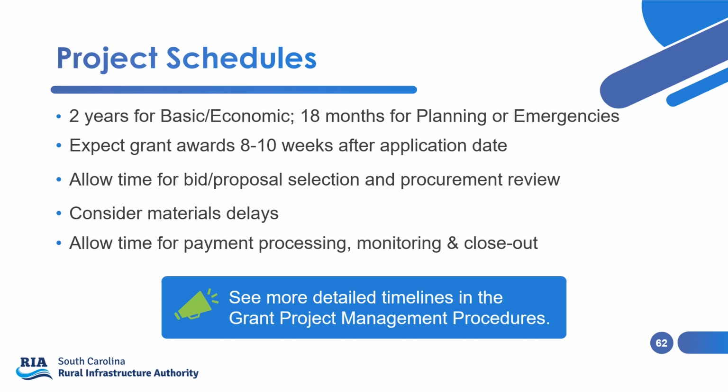When estimating the start of work date, remember to include 30 days for advertisement, followed by enough time for RIA to review all your procurement documentation after you get it together and send it to us. So the gap between advertisement and start of work should be at least 2 months. Of course, keep any expected materials delays in mind when estimating the length of a construction project. And finally, allow adequate time after the completion of the work so that you can request final payments and we can monitor and close out the grant.